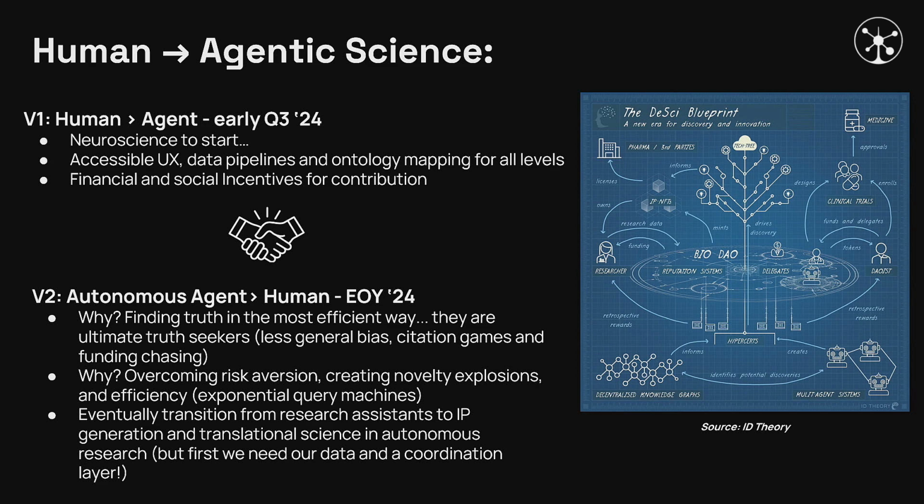And we'll be making it very accessible through our UX and data pipeline. So you'll be able to simply drop a PDF, a research article, into the pipeline. It will structure it as a knowledge asset for you, and then publish it and map it with the relevant ontologies to make it machine readable. And there will be financial and social incentives for contribution.